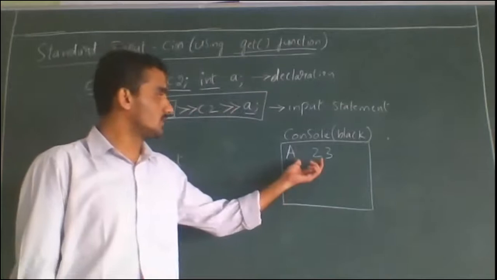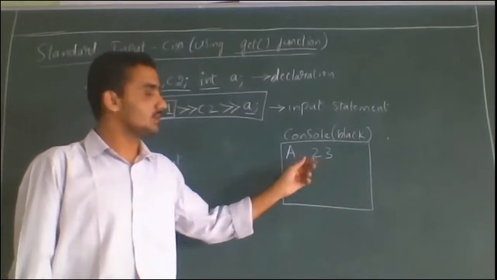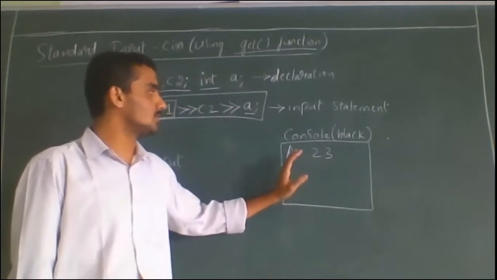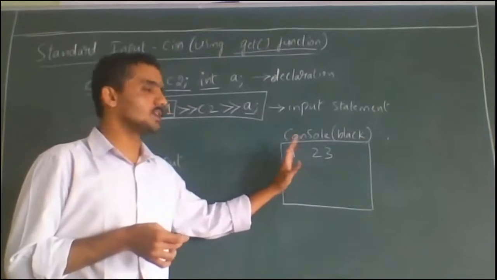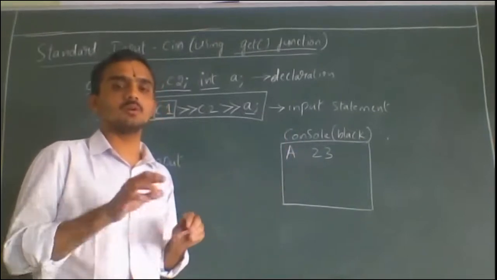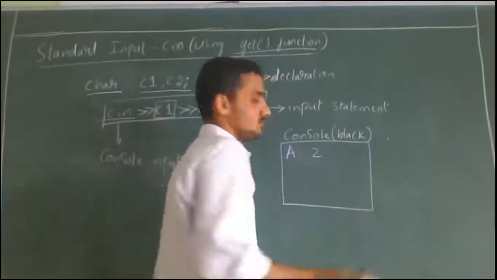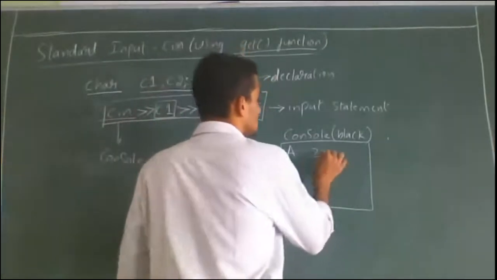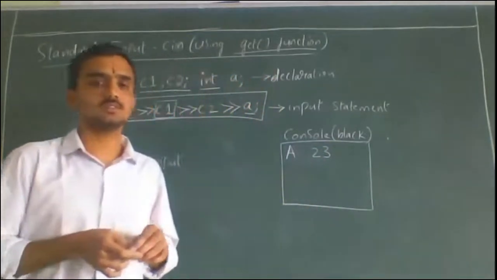If you look at this input, we have typed only two values, right? A, blank space, 23. Because, as I said, to separate the input values, you have to type at least one blank space, or press the enter key. So: A space 23.